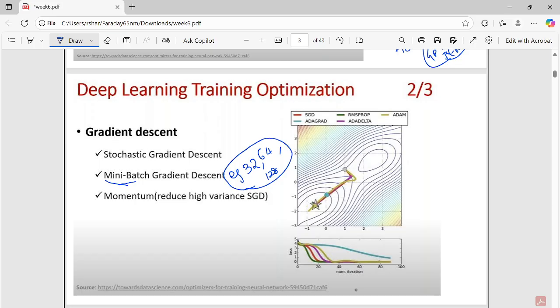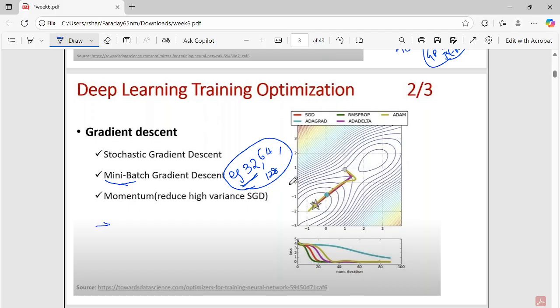So it's efficient with GPU acceleration and it has a smoother convergence compared to SGD. But this requires tuning the batch size. Now here we have another tunable parameter, which is batch size. And it is standardly used in all of deep learning, such as CNNs, RNNs and transformers.